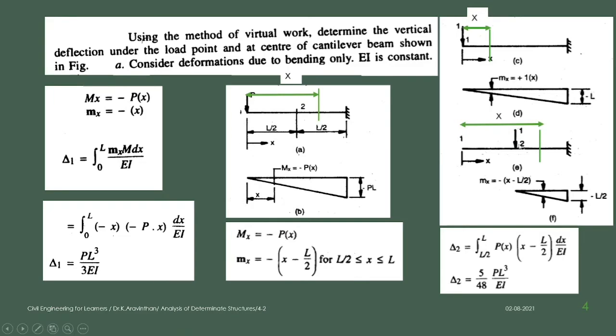Let us apply a unit load at the center. We have taken this distance as x. Now if you find the bending moment at the section xx, it is 1 into the distance. We know this is L by 2, and the whole distance is x. X minus L by 2 will be the remaining distance. So 1 into x minus L by 2. Hogging moment we can take as negative, and our limits will be L by 2 to L.